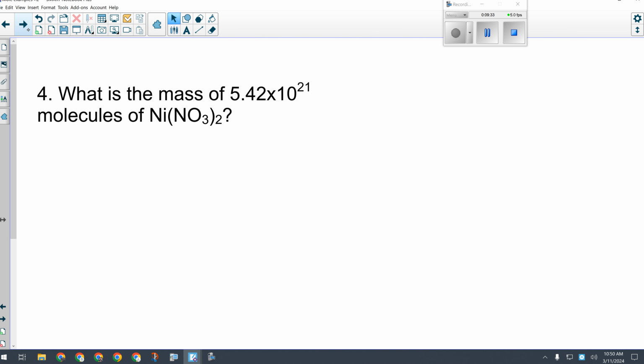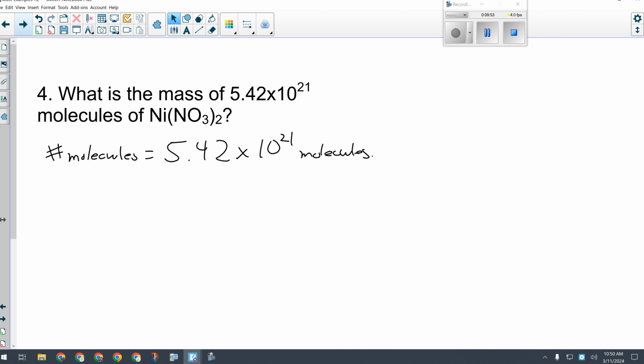All right, so in this one, they give me the number of molecules. Okay, so I'm told that I have 5.42 times 10 to the 21 molecules. Now, is that more or less than a mole? Less. A lot less. Okay, a mole is 6.02 times 10 to the 23.